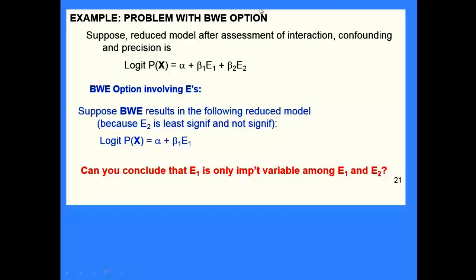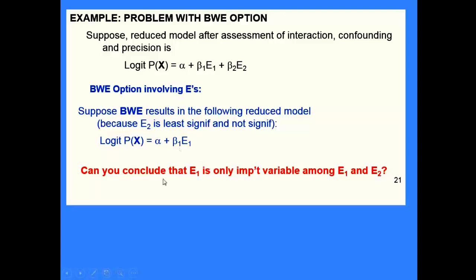Okay, suppose this is your model. That was the model we talked about. Okay, now suppose it turns out you do backwards elimination. And what does that mean? You eliminate what variable? The least significant of these two. And suppose it turns out the least significant of these two is E2. That would mean after backward elimination, you'd have this model, right? Started with this, you get rid of E2 because it wasn't significant given them both in the model, and then you're left with this, okay?